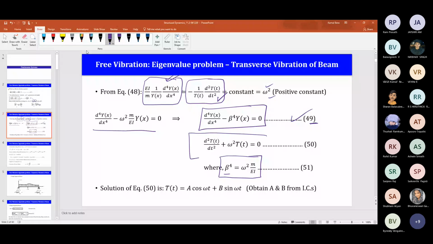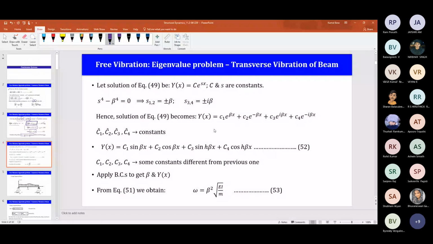By equating this with this, I'll get this equation. The structure of this equation is very well known to us, and the solution is nothing but this. Using the initial conditions, I can find the constants of integration A and B. Now we look into this equation, which is nothing but our eigenvalue problem. This leads to the eigenvalue problem.